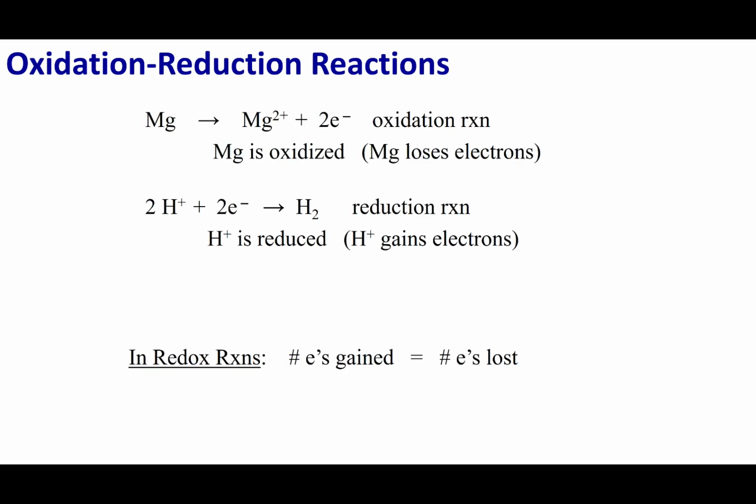So I can go ahead and just focus on what's happening with the magnesium, and what I will see is that if magnesium goes from neutral to +2, then it has to lose 2 electrons. Since it's losing 2 electrons, magnesium is oxidized.